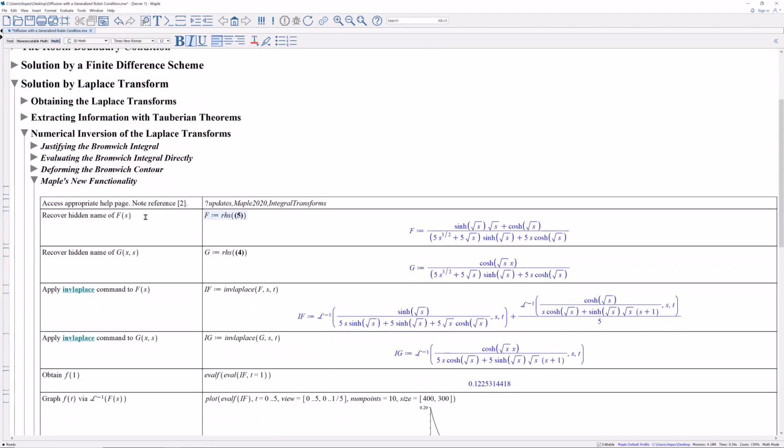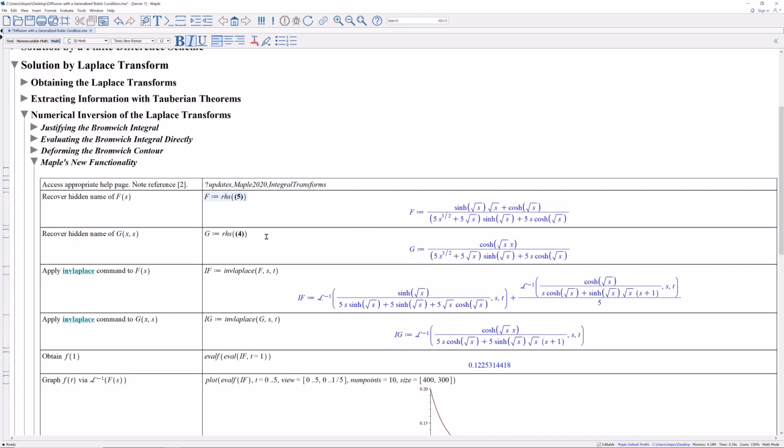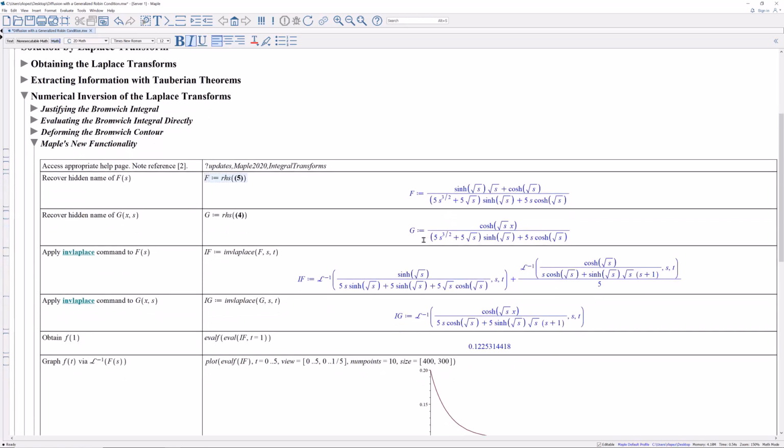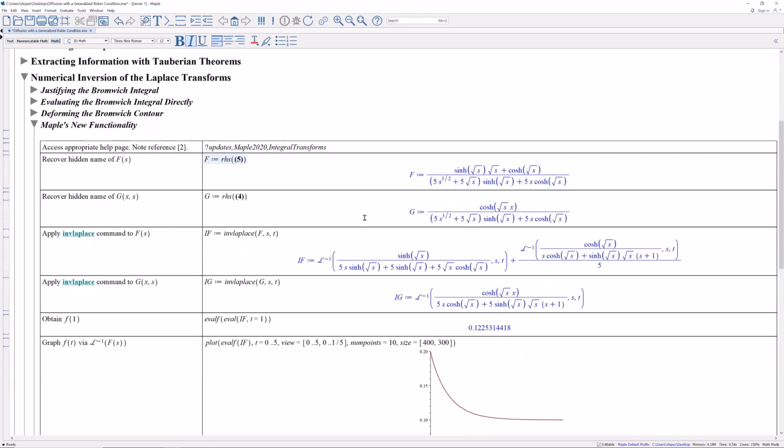F of s has a name. I think I used fs, hiding in one of those yellow cells. I'm just recovering it, giving it the name f. That's the Laplace transform of f. I did the same thing for g. Give it a unique name. Let's call it g.